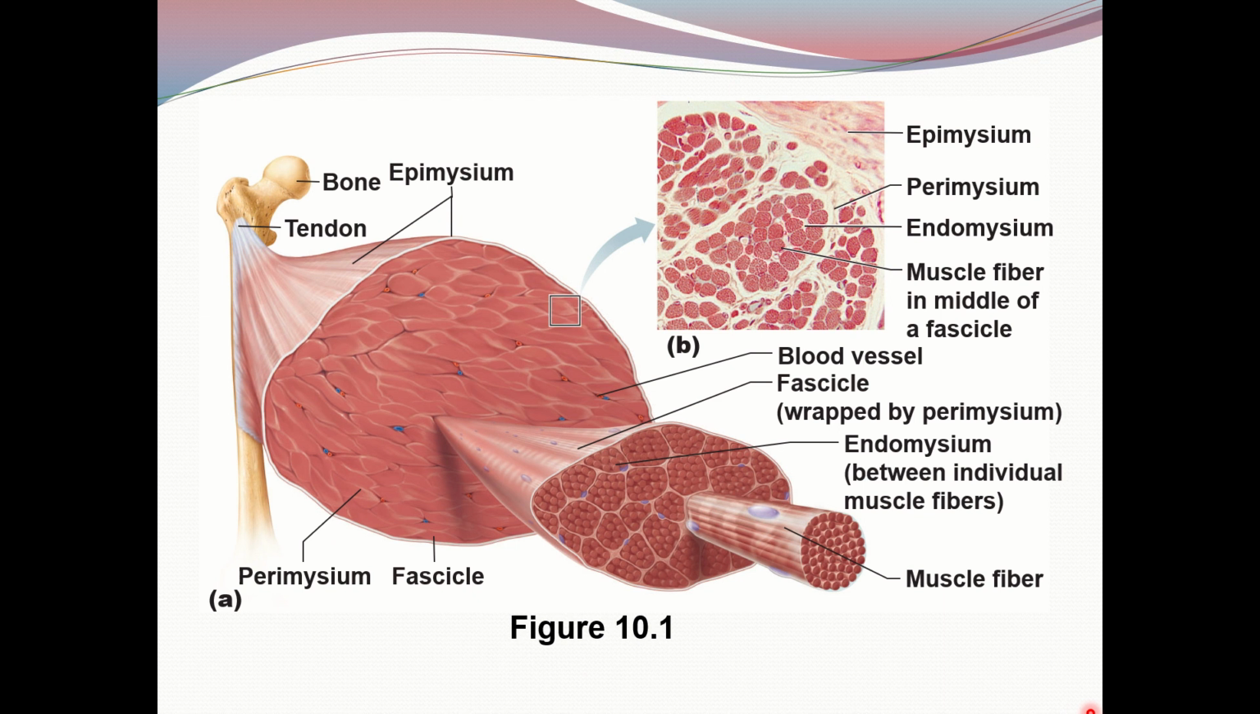And so when the muscle fibers contract and then the perimysium contracts as a result, it ends up pulling on the epimysium, which pulls on the tendon, and then that is what helps to move the bone and produce the entire process of movement.